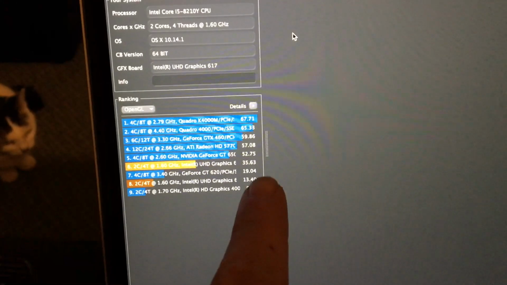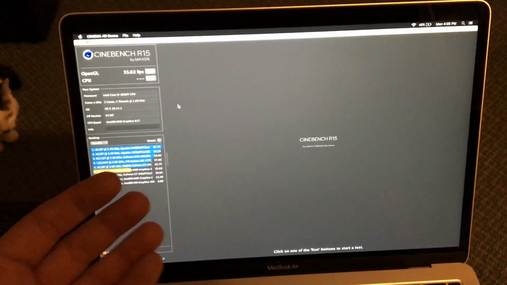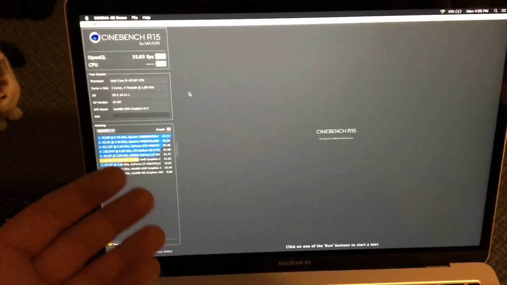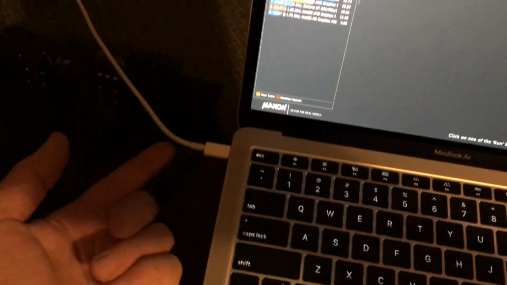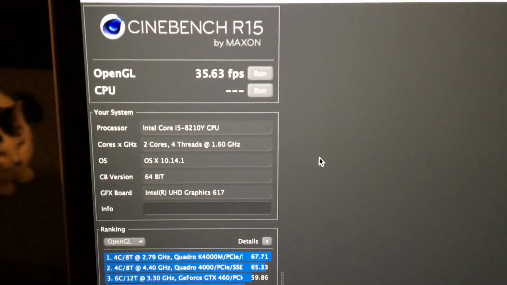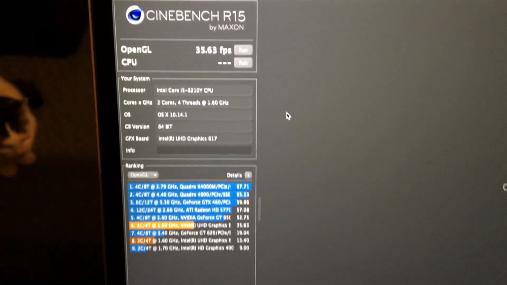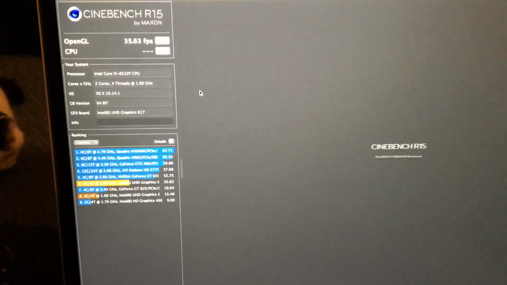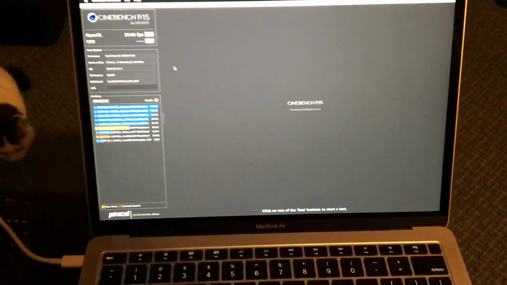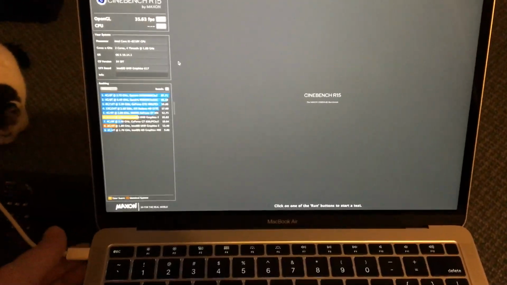because I was unsure why I kept getting the results of only 13.4 frames per second when someone with a huge tech channel like Austin showed that it was getting over 30. So I plugged it in, ran the test. Look at that, 35.63 frames per second. So let's just do a quick test here of it unplugged.